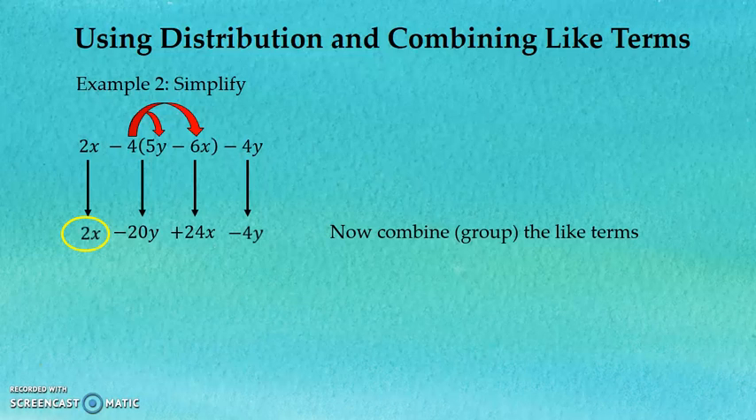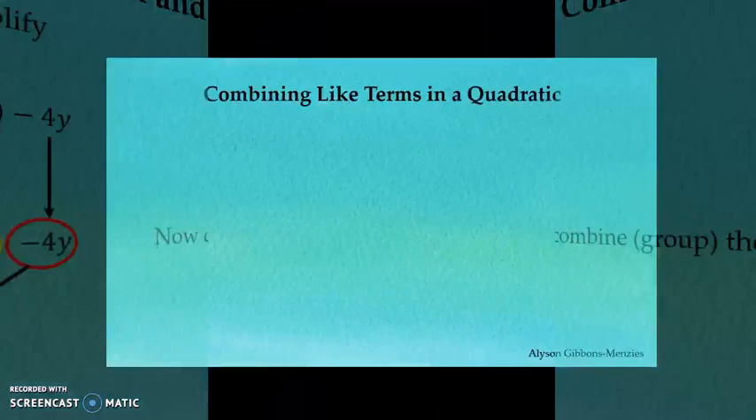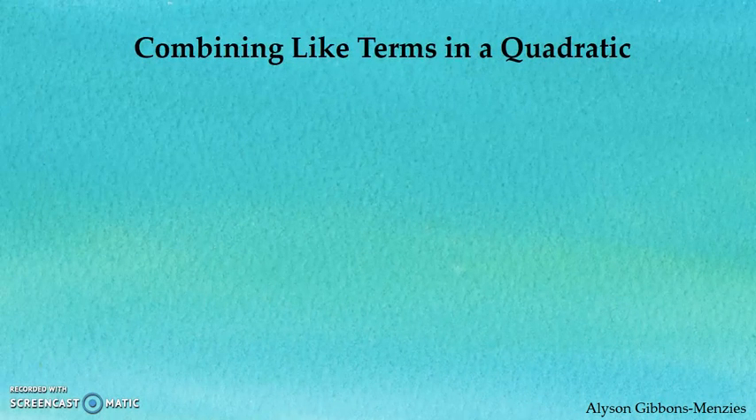Here we've got 2x and plus 24x. 2 plus 24 is 26x. We've also got minus 20y and minus 4y. Minus 20 minus 4 is minus 24y. So here we have a simplified version of the original expression. Combining like terms in a quadratic.